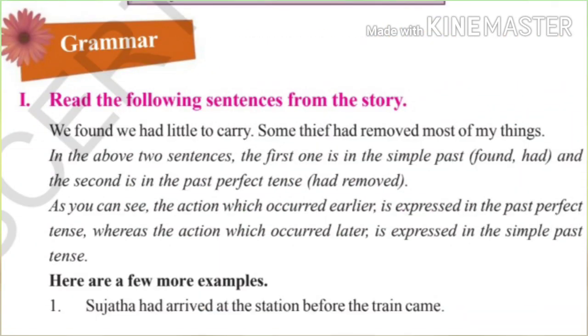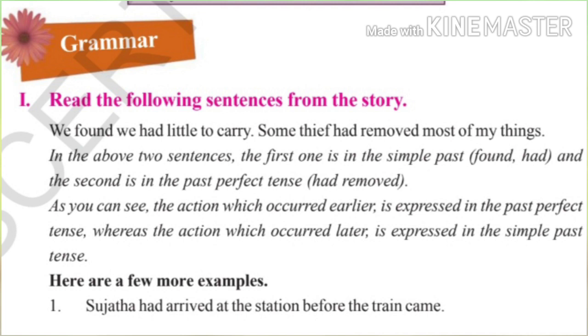Let's look in our book, pages 10 and 11. Grammar. Read the following sentences from the story. We found we had little to carry. Some thief had removed most of my things. In the above two sentences, the first one is in the simple past, that is found. And the second is in the past perfect tense, that is had removed. As you can see, the action which occurred earlier is expressed in the past perfect tense, whereas the action which occurred later is expressed in the simple past tense.